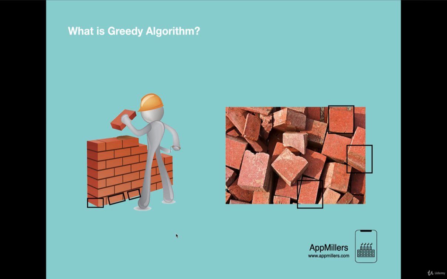Now let's look at the definition of greedy algorithm. According to the definition, the greedy algorithm is an algorithmic paradigm that builds up a solution piece by piece. So in our example, you see that we have built our wall by using bricks piece by piece to come to the conclusion. In each step we have put one brick to build our wall. So this part of the definition is convenient to our task here.